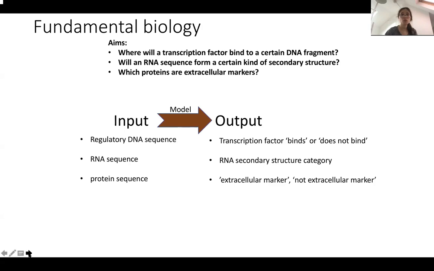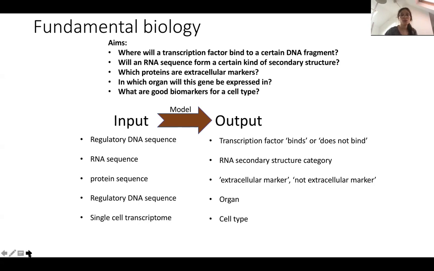We can ask, which proteins are extracellular markers? The input is the protein sequence, and the output is extracellular marker or not extracellular marker. We can ask, which organ will a specific gene be expressed in? The input could be the regulatory DNA sequence, and the output would be the organ that the gene is expressed in. We could ask, what are good biomarkers for cell type? In this case, we try to build a model that predicts cell type for maybe something like a single cell transcriptome. And then we'd look at the model itself and try to use that to identify good biomarkers.